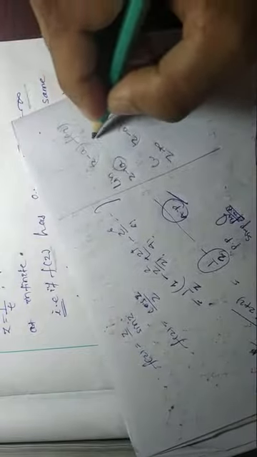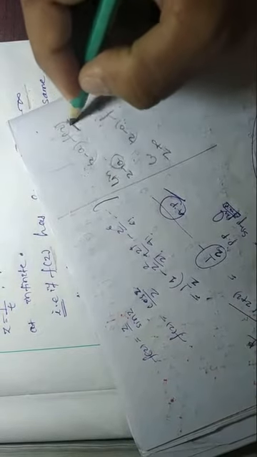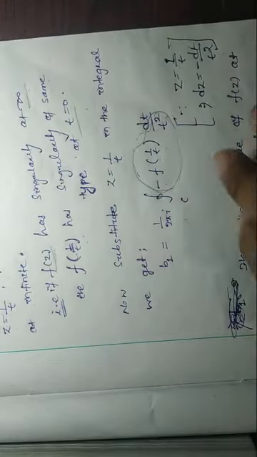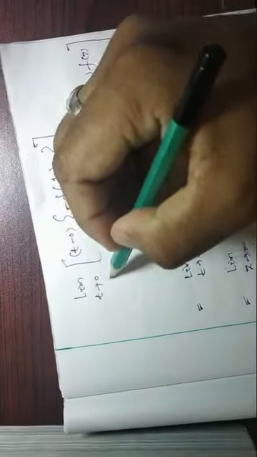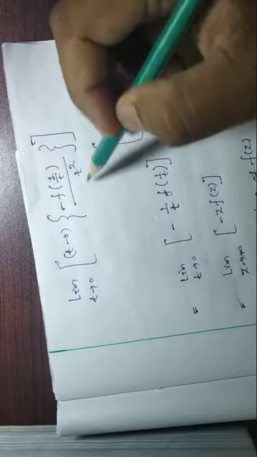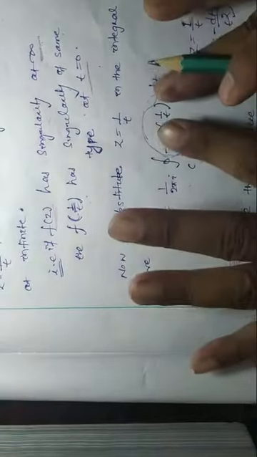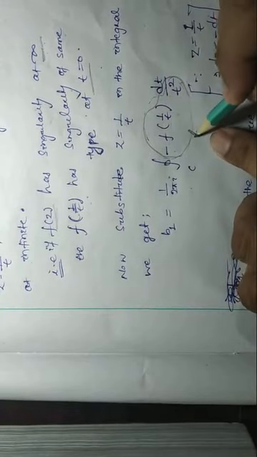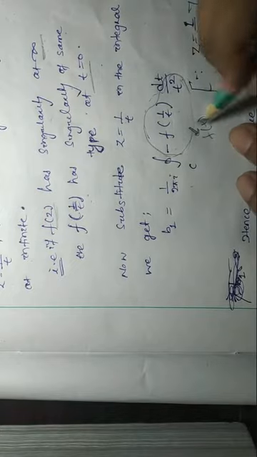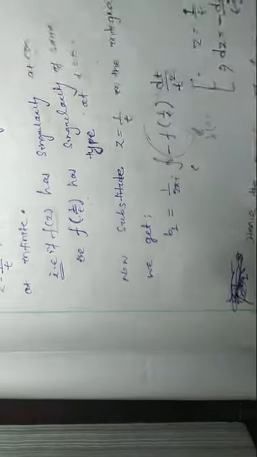Here we wrote (z minus a) f(z). For our case, it is limit t tends to 0 of (t minus 0) f of t. This f of t will be the whole thing that we have found, and this will be considered as f of t.